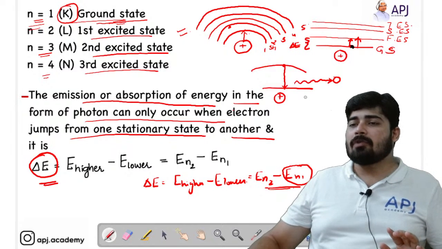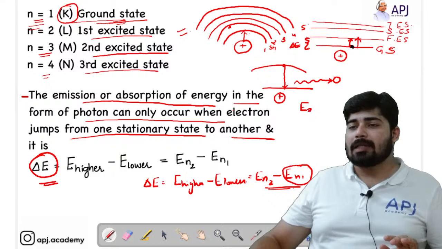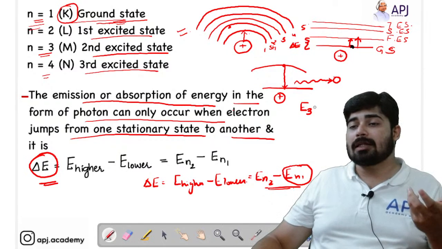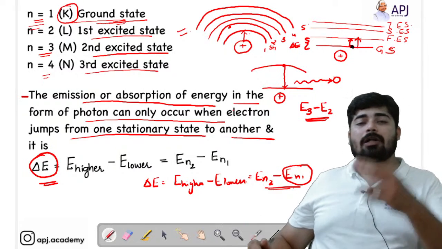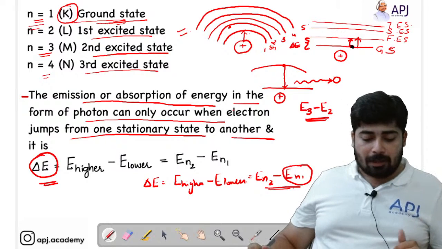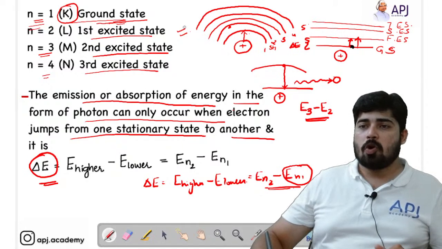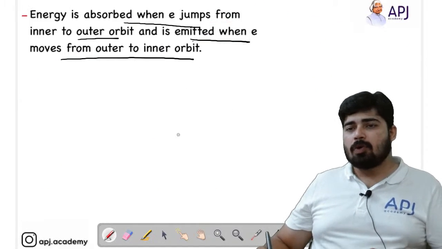Clear? If an electron wants to jump from the third shell to the second shell, how much energy should it release? It should release an energy of E3 minus E2. This much energy it should release in order to come back to the second shell from the third shell. Hope this is clear, students. Now let's move on to the next one.